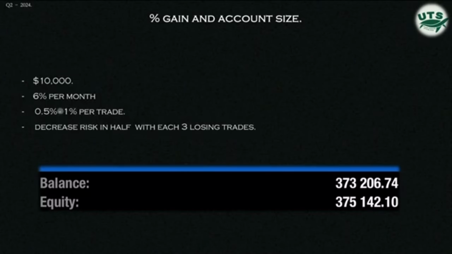Into application. Let's say you have a 1 to 3 risk to reward and a 50% win rate. So trade number 1, you win 3%. Trade number 2, 6%. Trade number 3, 9%. Trade number 4, 12%. Trade number 5, 15%. Right? Because you're winning 3% per trade and risking 1%. 15% for 5 trades. If you lose the next 5 trades, you're down 5%. In total, 10%. Right?